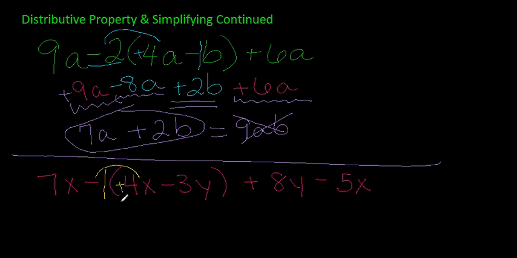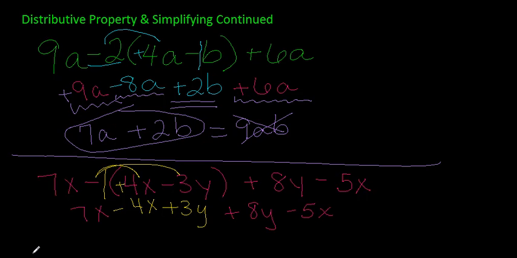-1 times a positive 4x gives me a -4x. And this -1 times -3y, don't forget the sign in front of the number is that number's sign. -1 times -3y actually gives me a positive 3y. And like we did in the previous problem, we can just carry down the rest of the problem. And now we look for like terms.